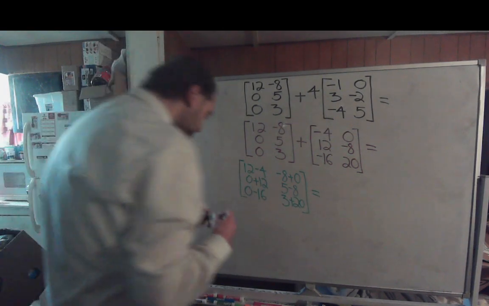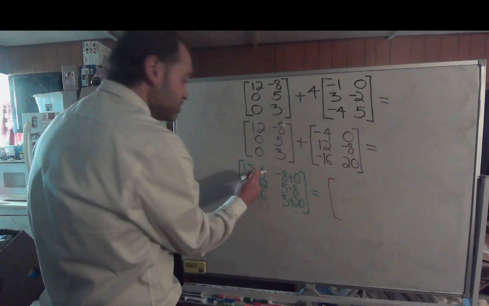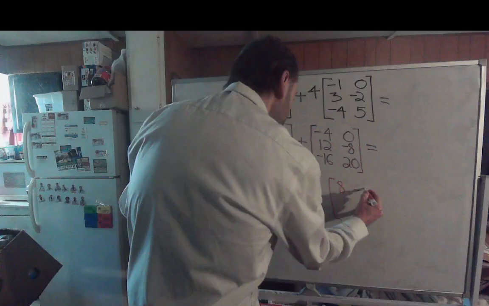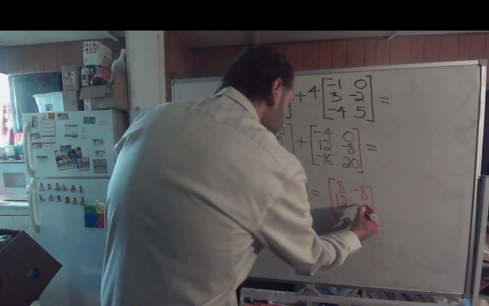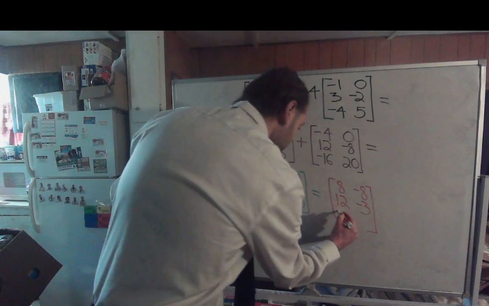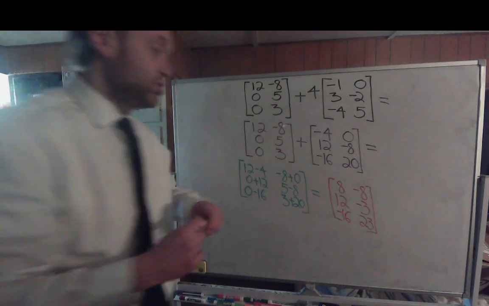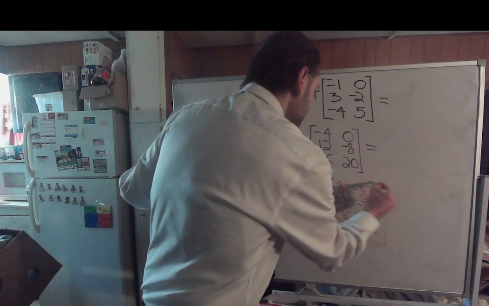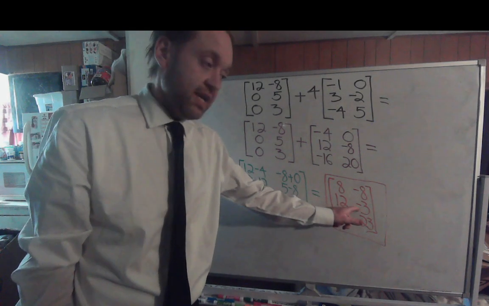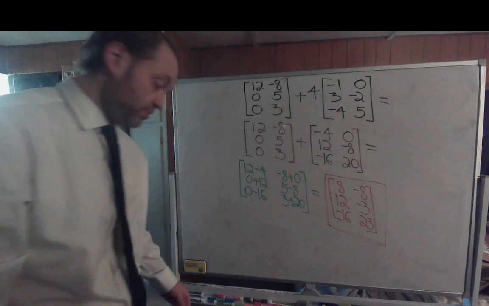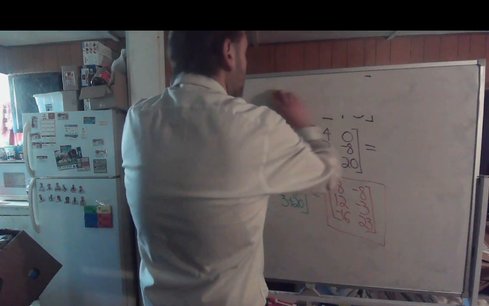Which then will give you a new matrix, once you do the addition and subtraction, of 8, negative 8, 12, negative 3, negative 16, and 23. So notice you still get a 3 by 2 matrix, but we've done the scalar multiplication and the addition. You get the matrix 8, negative 8, 12, negative 3, negative 16, and 23. Let's do a couple more like this.